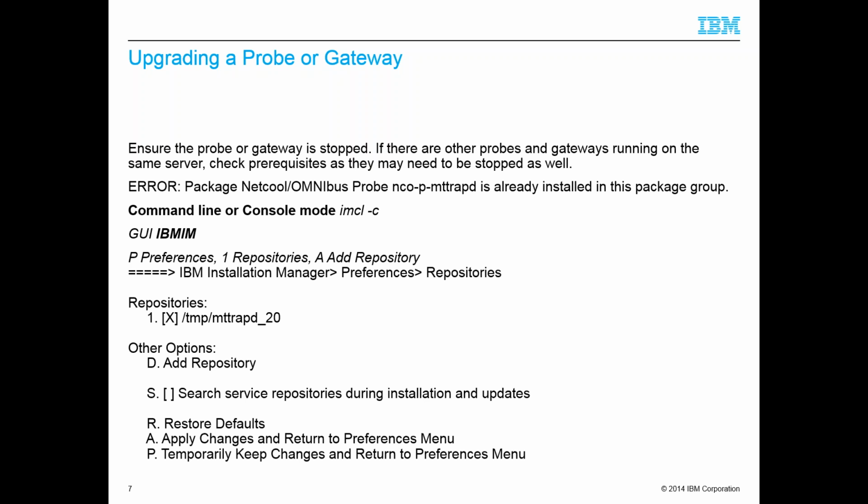If you try to install a probe or gateway that's already installed, so you're trying to upgrade, you'll get an error. The error is: package Netcool Omnibus probe and COP MTTrapD is already installed in this package group. I have an example of that on the next page as well. Again, the command line or console mode way to install would be the imcl -c command, and that will take you through the GUI prompts. And the GUI way to do it is IBM IM.